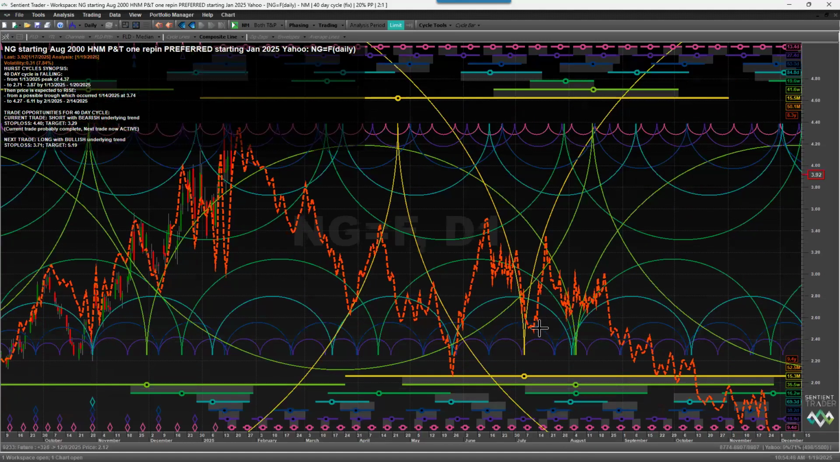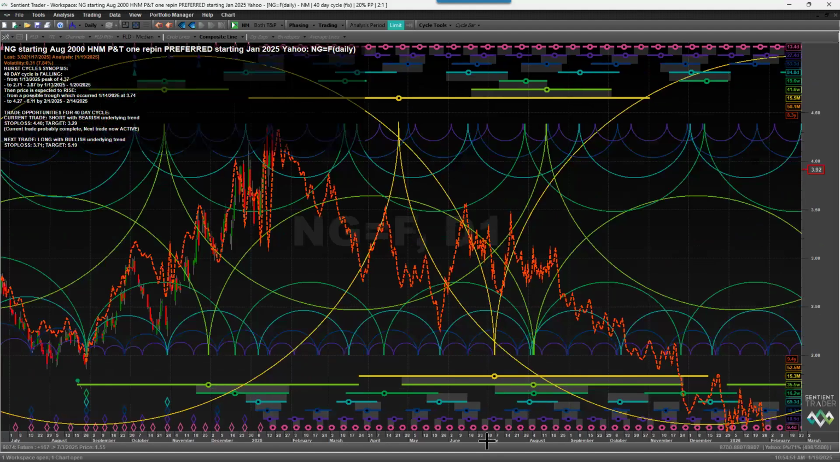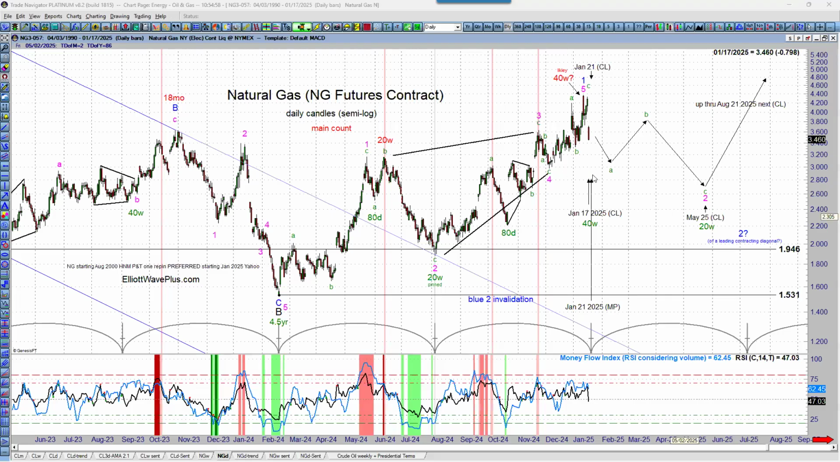Beware of a pullback, therefore, on natural gas. This is suggesting a pullback all the way to May, late May. That's that date right there. Notice the 40-week cycle trough is due about now, and we're getting this. We've started getting that pretty significant pullback.